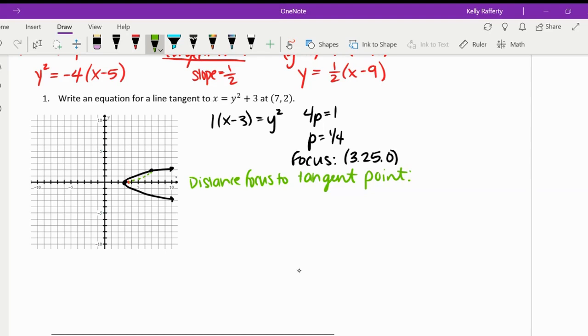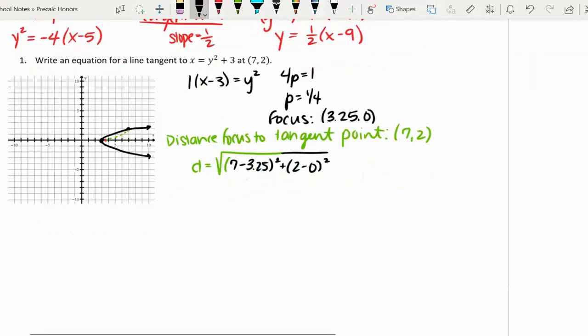I'm going to use the distance formula this time. You can, again, use the Pythagorean theorem, but I got that 3.25, so I'll use the distance formula. I'm going to say distance equals the square root of x2 minus x1. So we're going from the focus. Here's our point of tangency, (7, 2). So I'll do this as my second point. So 7 minus 3.25 squared plus y2 squared. Doesn't matter if you mix up the order, since we're squaring it, everything will become positive. And going through this.